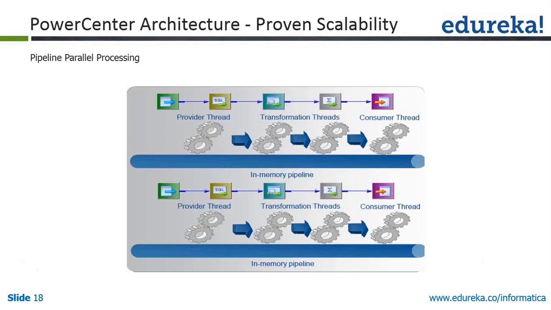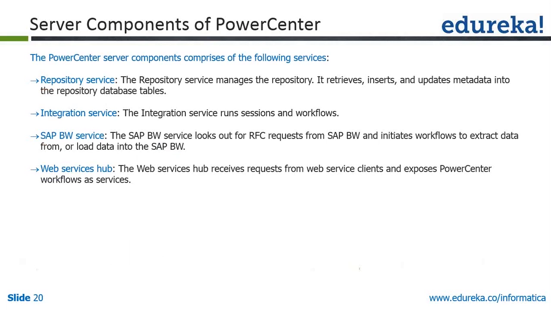Here in Informatica the same job can run parallelly. We have a concurrent workflow facility, whereby we can run the same job parallelly at the same point of time. And that's basically pipeline parallel processing, whereby the provider thread, the transformation thread, and the consumer thread for each memory pipeline will be running in parallel.